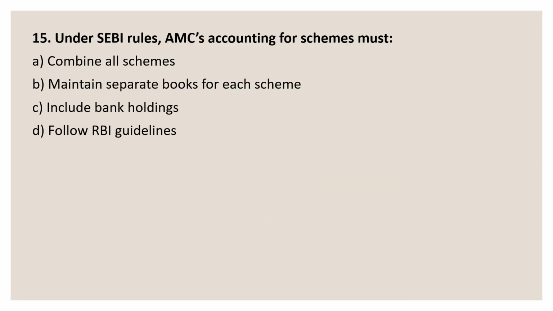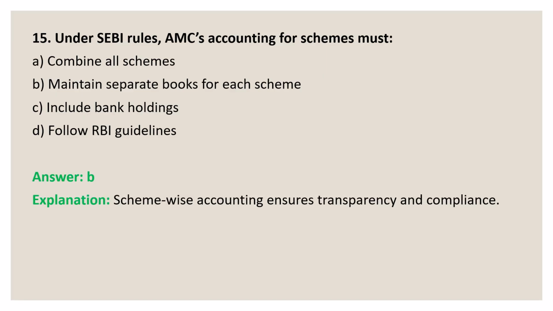Next question. Under SEBI rules, AMC's accounting for schemes must option A combine all schemes, option B maintain separate books for each scheme, option C include bank holdings, and option D follow RBI guidelines. Correct answer is option B maintain separate books for each scheme.